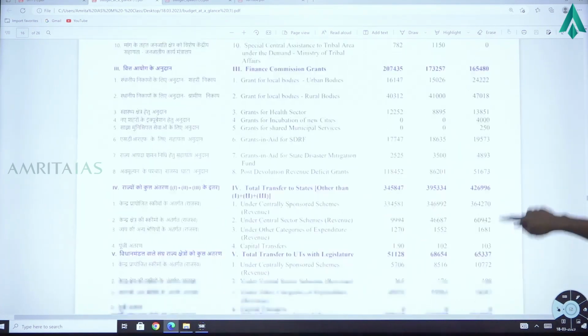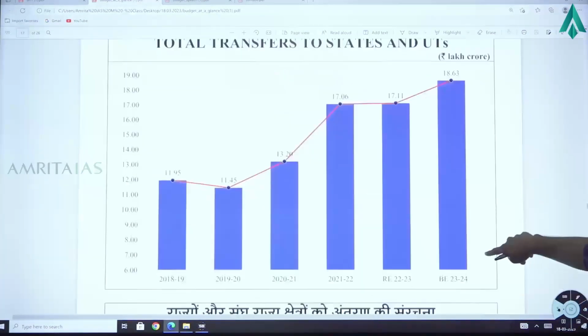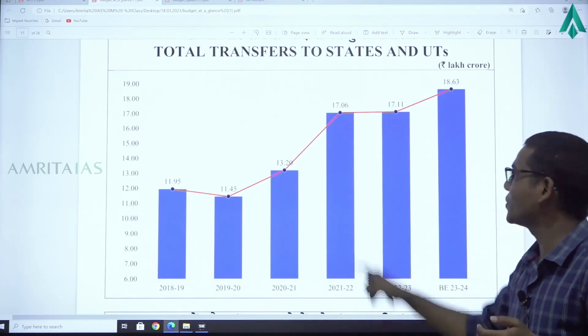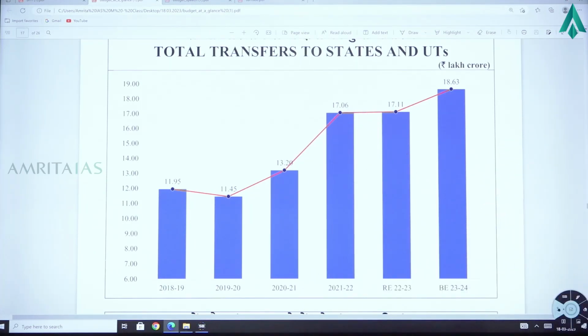So transfers, anyway, this already we have seen, total transfers. Even the total transfer to the states is increasing, you see. Either it can be devolution or it can be transfers, but you see, okay, from at least 2020. Okay. That is what they will say. So this government is not at all following federalism. Immediately your finance minister stood up: in 2019-20, 11.45. In 2020-21, 13.20. She will give the number. And there is a record jump from 2020-21 to 2021-22, 13 lakh to 17 lakh.